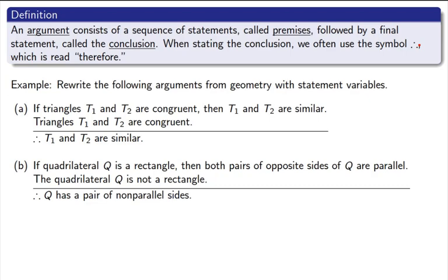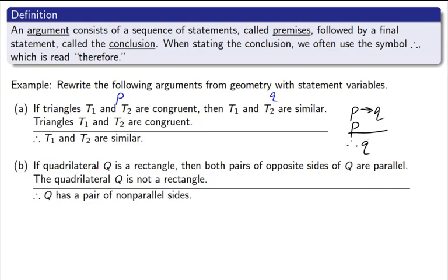The first thing that we often do with these is we'll rewrite them with statement variables. If triangles T1 and T2 are congruent, we'll call that part P. Triangles T1 and T2 are congruent. Then T1 and T2 are similar. We'll call that Q. This first statement is P implies Q. Triangles T1 and T2 are congruent. That's just P. Therefore, triangles T1 and T2 are similar. That's just Q. We're asserting that if we have P implies Q and we also have P, then we get Q.